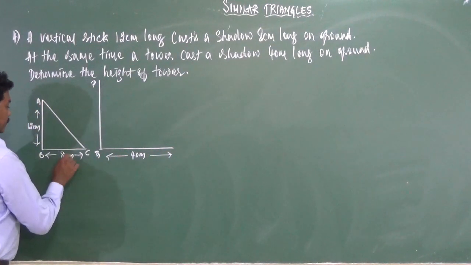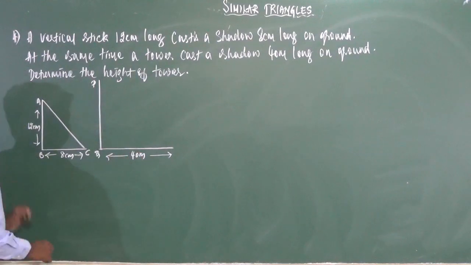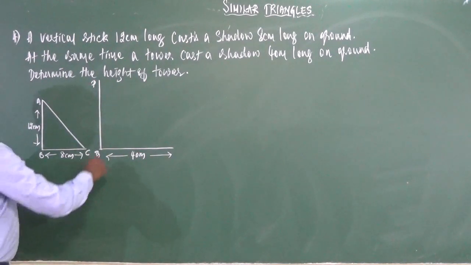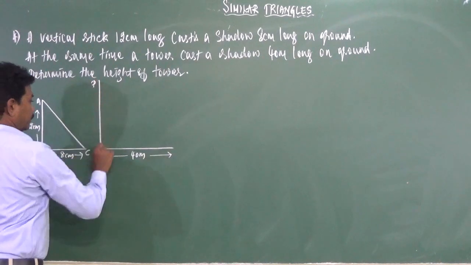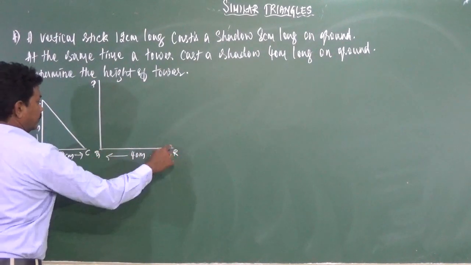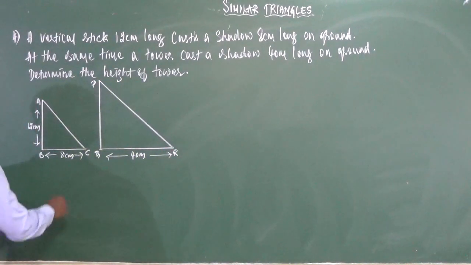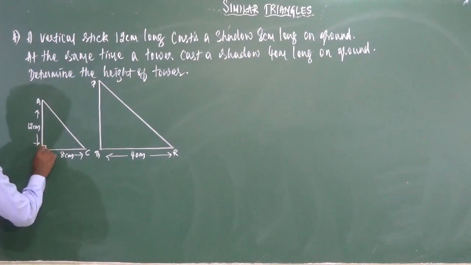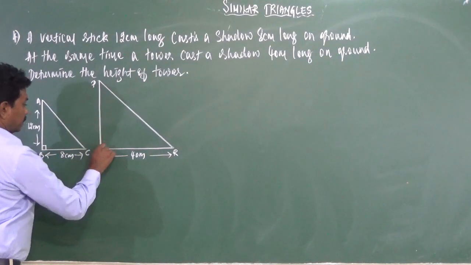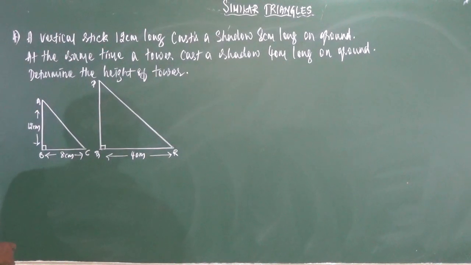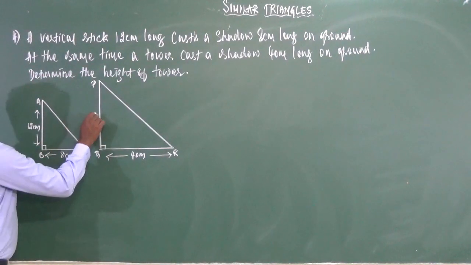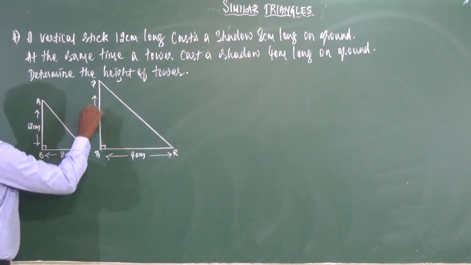You can see here everything is in centimeters, this is in meters. You have to be careful. So let PQ be the tower and QR be its shadow. The shadow is 40 meters. In order to complete the diagram, I will join PR. Here the stick is perpendicular to the ground and the tower is also perpendicular to the ground. At the same time, a tower casts a shadow 40 meters long on the ground. Then determine the height of the tower. So we have to find the height of this tower, that is, we have to find this thing.